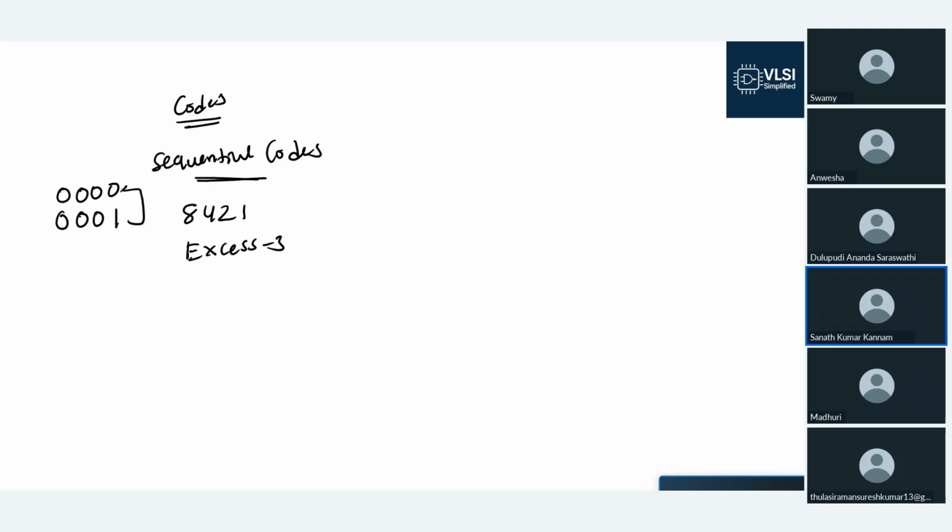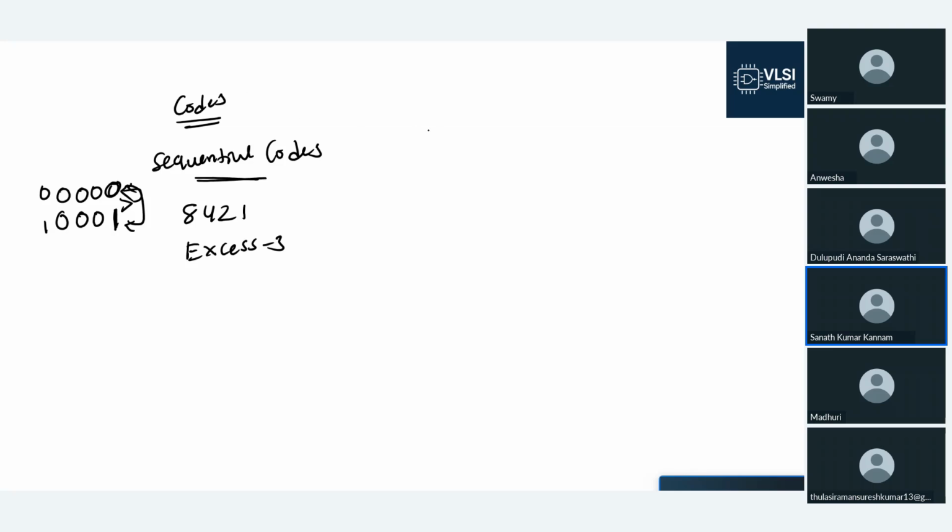If you compare these two, each number and the succeeding code differ by 1 bit. It is 0 and it is 1, so it is greater than the preceding. If you compare this one and this one, this is greater than this one. That's why we call them sequential codes.